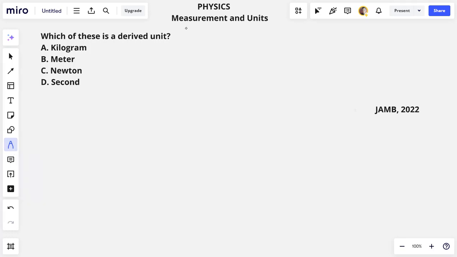JAMB question 2022 under unit and measurement. It says, which of these is a derived unit? So at the basic level of physics, we have two types of unit, or two classifications of units. We have the fundamental unit, and we have the derived unit.